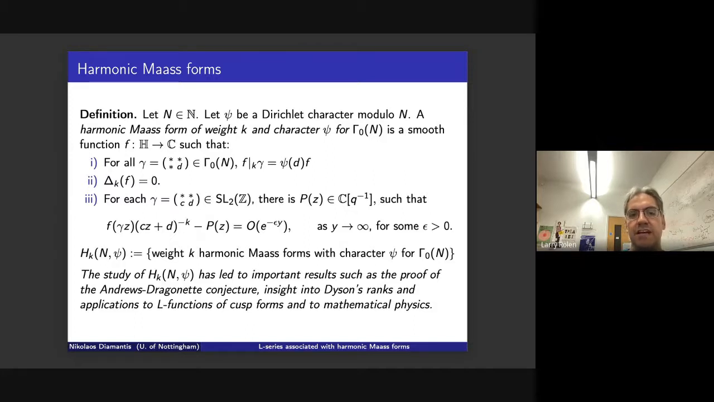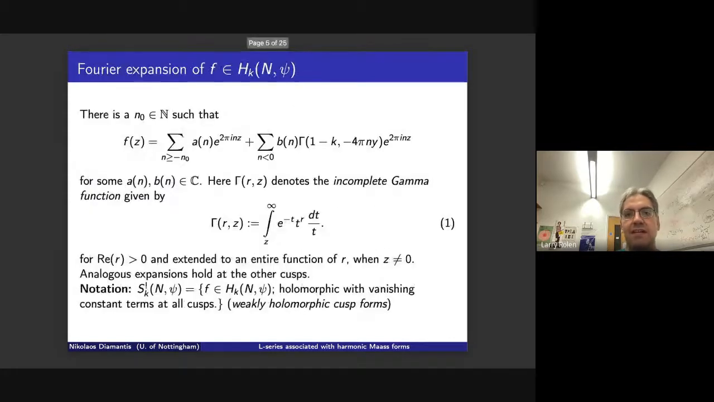A piece of notation: we write H sub k of N comma psi for weight k harmonic mass forms with character psi. A technical but very fundamental element in the structure of those forms is the Fourier expansion. In some sense, you can call it a generalized Fourier expansion because you don't use only q to the n, only the exponential. The way that we can write such elements of the space H sub k is that we're going to have a piece which traditionally we call the holomorphic part, which looks like the familiar Fourier series, except that it starts, in general, from a negative exponent, which we write as minus n0, where n0 is positive.